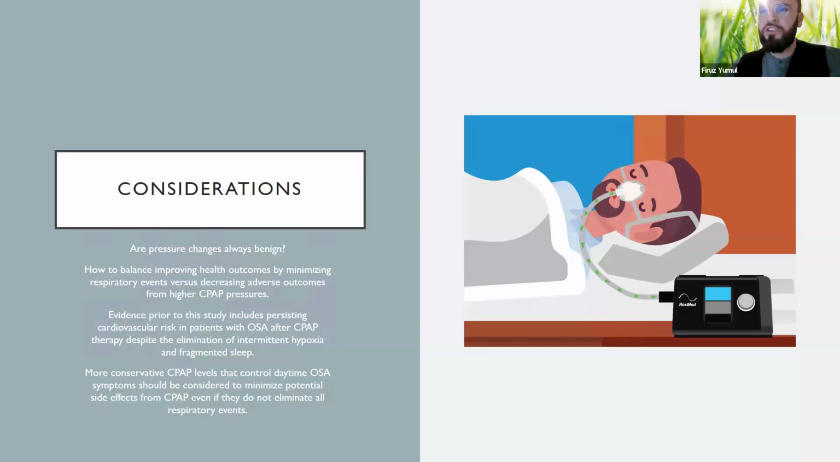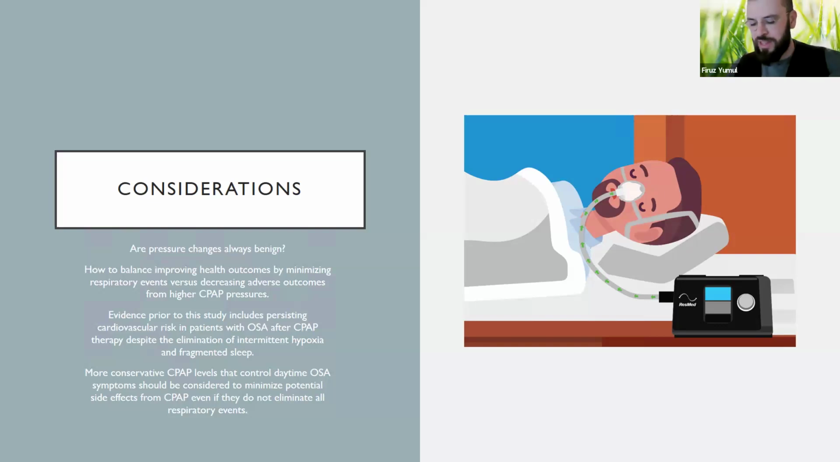Some other considerations: prior to this study, there is evidence of persisting cardiovascular risk in patients with OSA after CPAP therapy, despite eliminating the intermittent hypoxia and consolidating their sleep. So CPAP therapy doesn't always eliminate the CVD risk. And this is kind of a personal goal: CPAP levels that control daytime OSA symptoms should be considered to minimize potential side effects from CPAP, even if they do not eliminate all respiratory events.